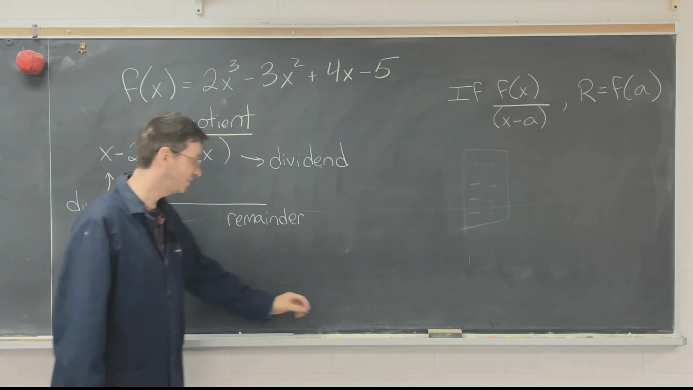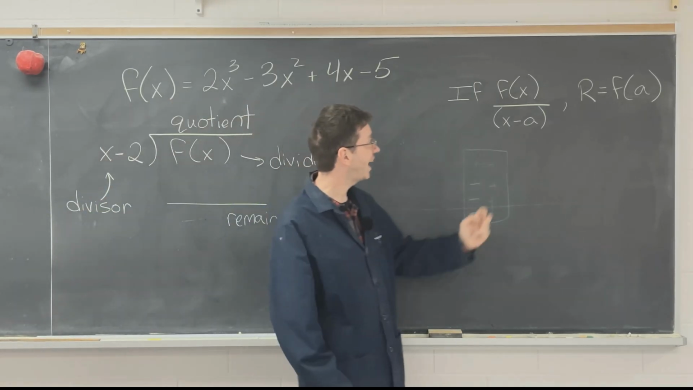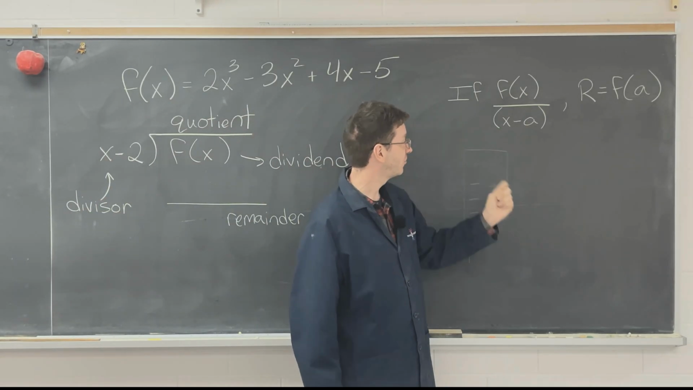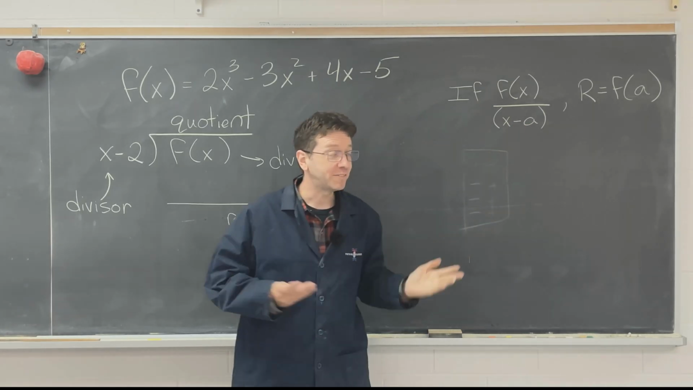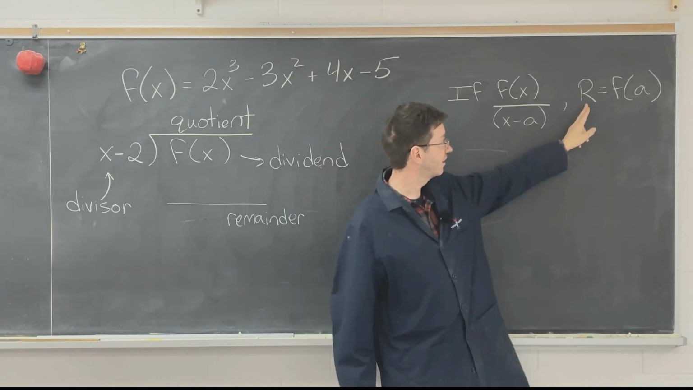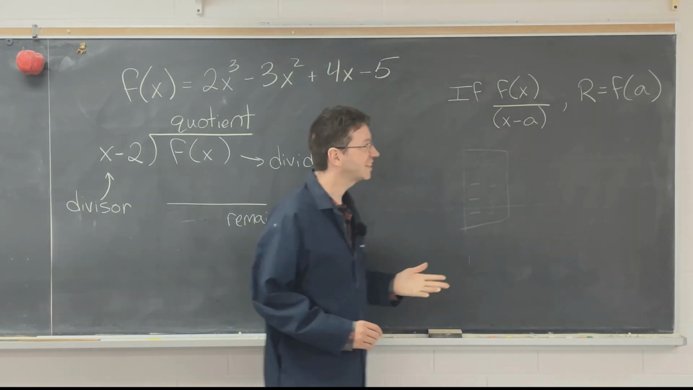So what we're going to do is use the remainder theorem, which says that if we have some polynomial and we simply divide it by x minus a, which could be a factor, well then the remainder is simply that function at a. So let's take a look.